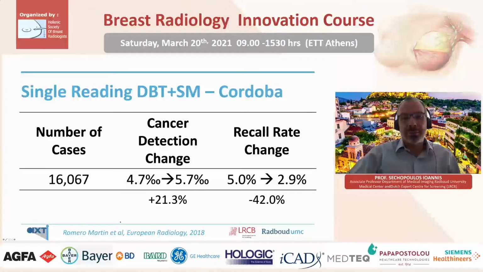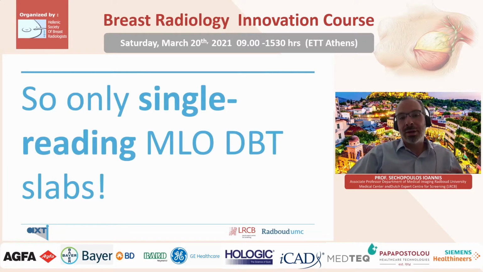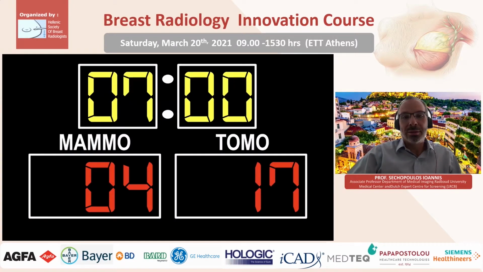In Cordoba, in Spain, single reading of tomo plus the synthetic mammography this time still gave a 20% increase in cancer detection rate, with now a 42% reduction in recall rate. So it definitely seems like single reading of MLO only DBT slabs could also be an option. So that's another way of reducing the number of reads per case on average. So now we're already at 17 images per tomo case.